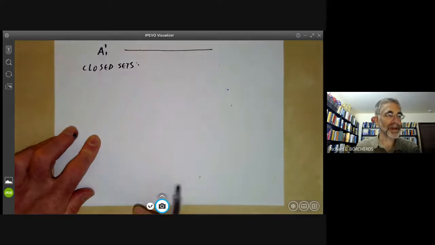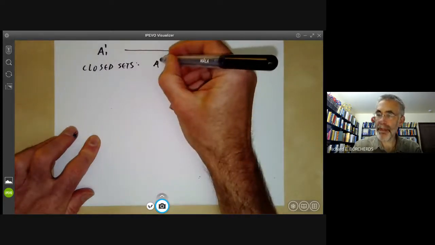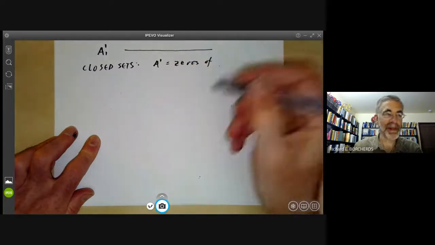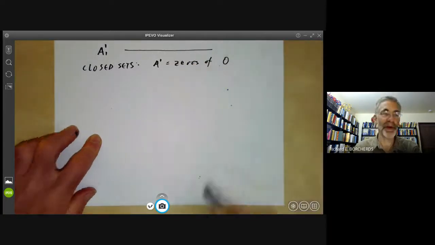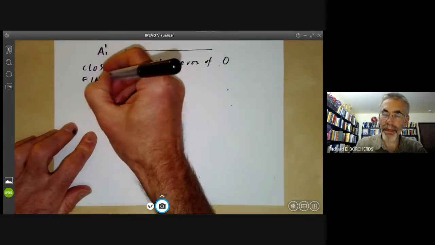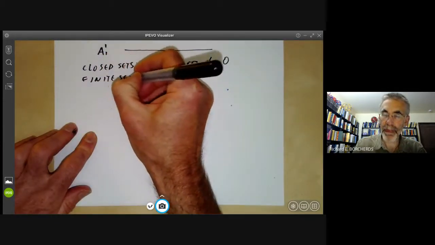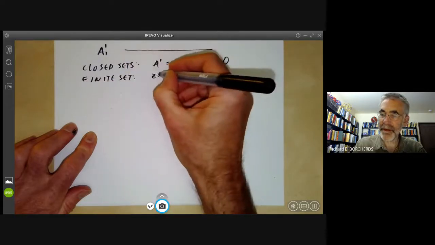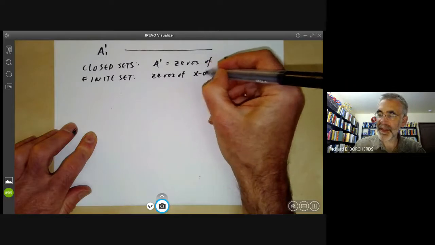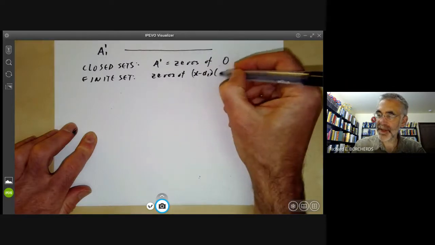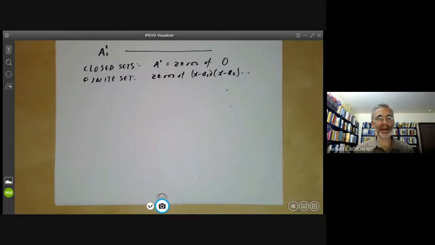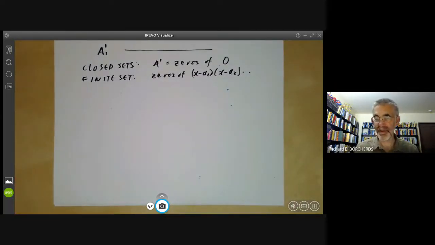Well, first of all, the whole line is the set of zeros of, you can either take the empty polynomial or just the polynomial zero. Any finite set is going to be the zeros of a polynomial (x minus a1) times (x minus a2) and so on. So any finite set of points is going to be the set of zeros of some polynomial.